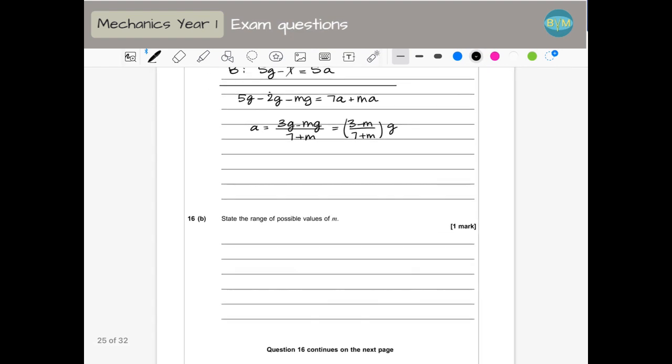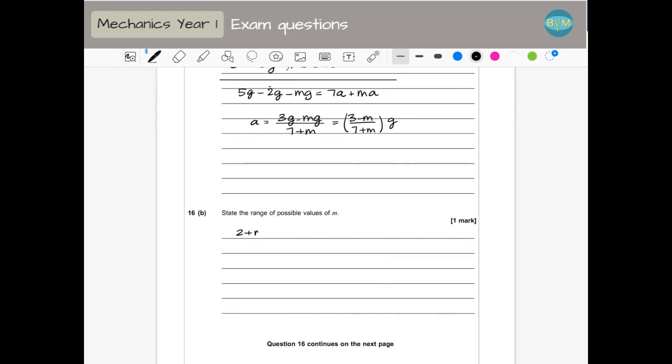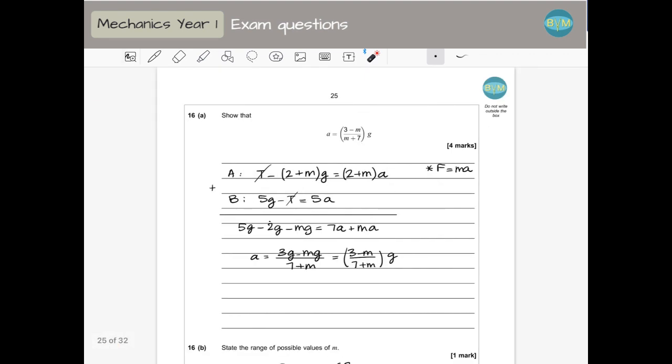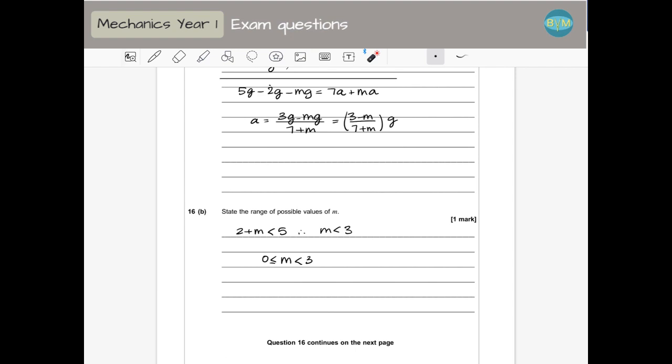So 2 plus m must be smaller than 5, which means that m must be smaller than 3. And probably that could be enough because it's just 1 mark, but I would say mass has to be positive or 0. So you can write that m could be between 0 and 3. They don't say anywhere that it's positive or greater than 0. It wouldn't make sense that it's 0, but it still would be a possibility, I suppose.